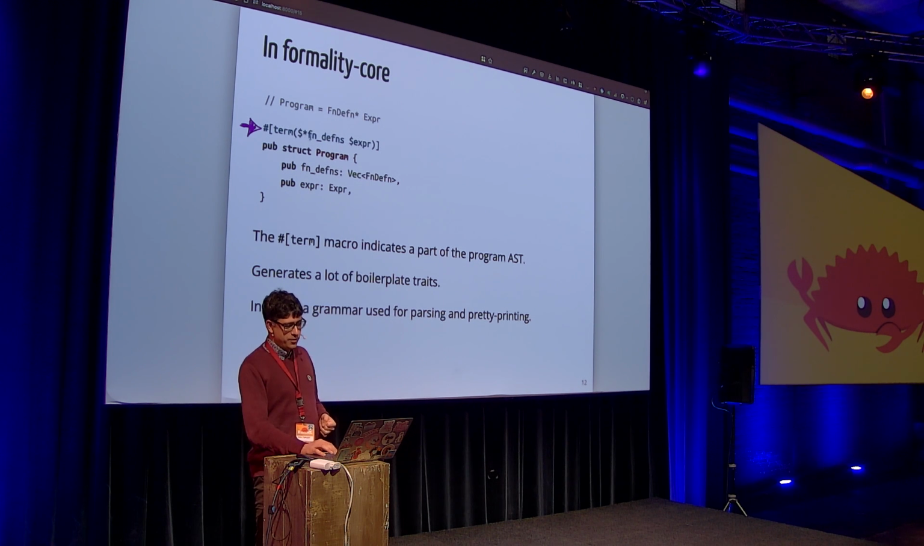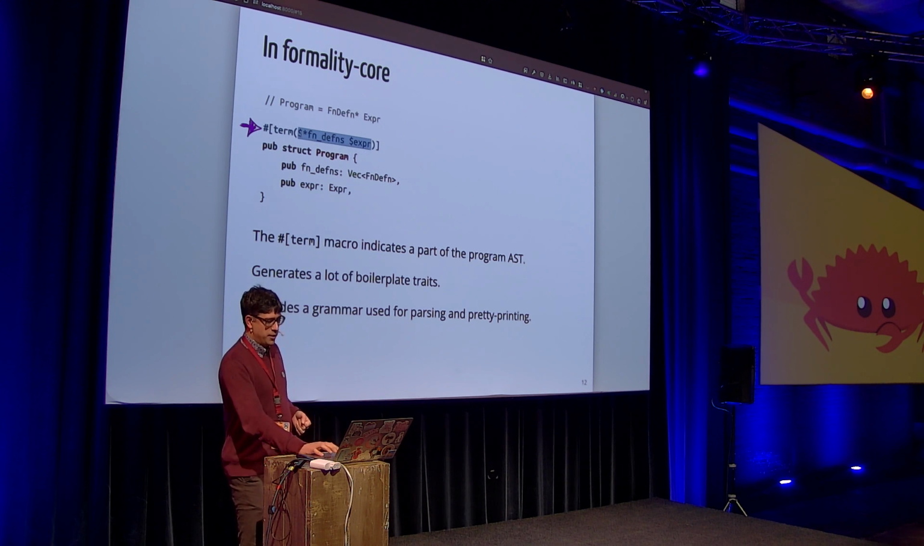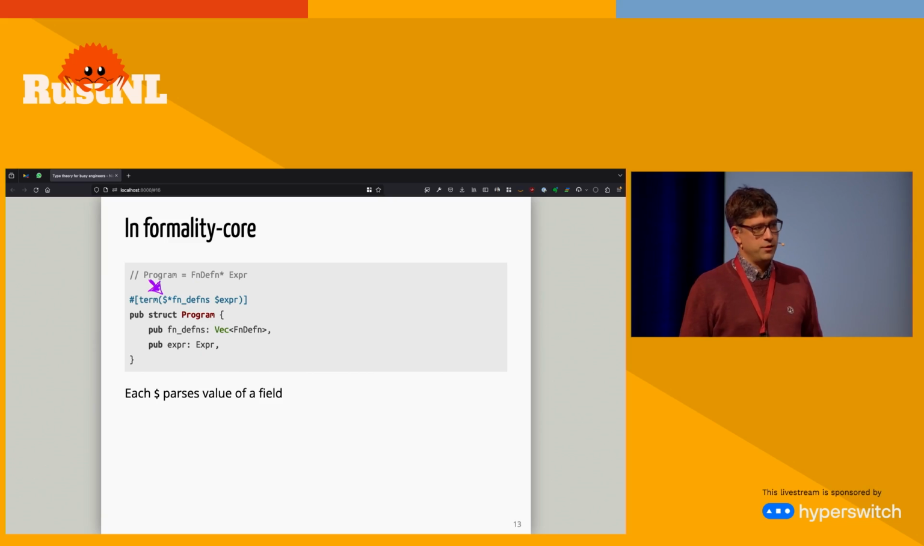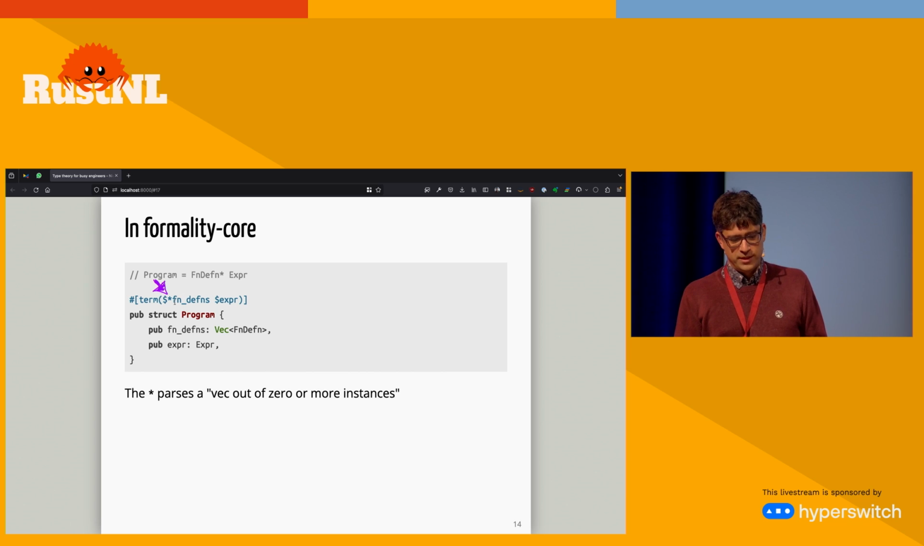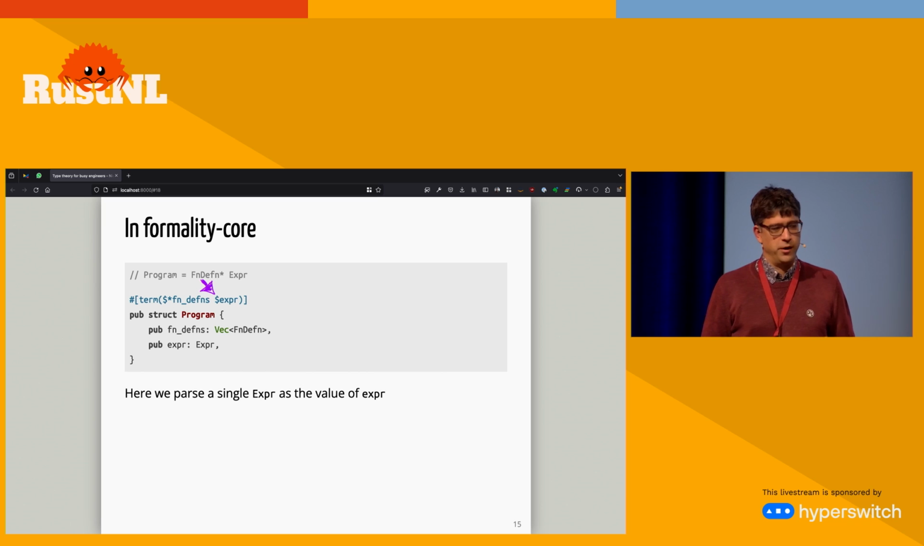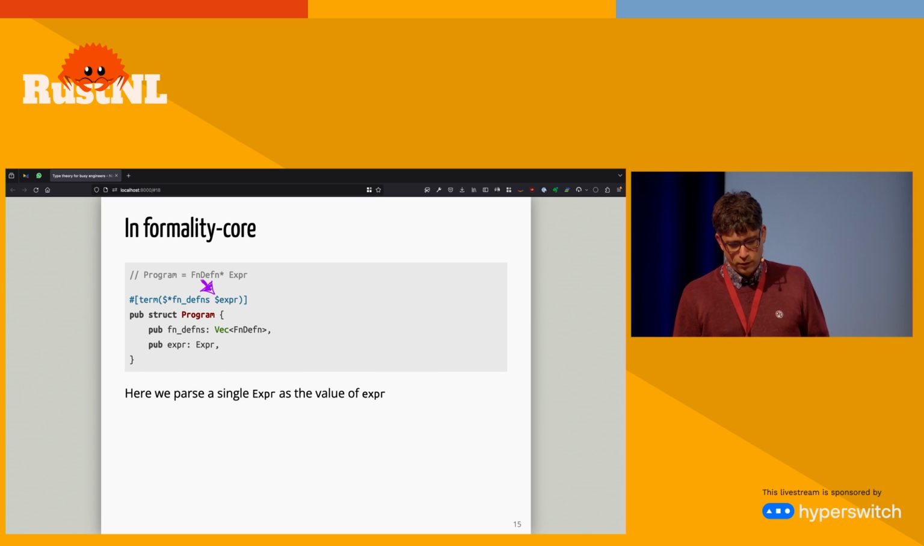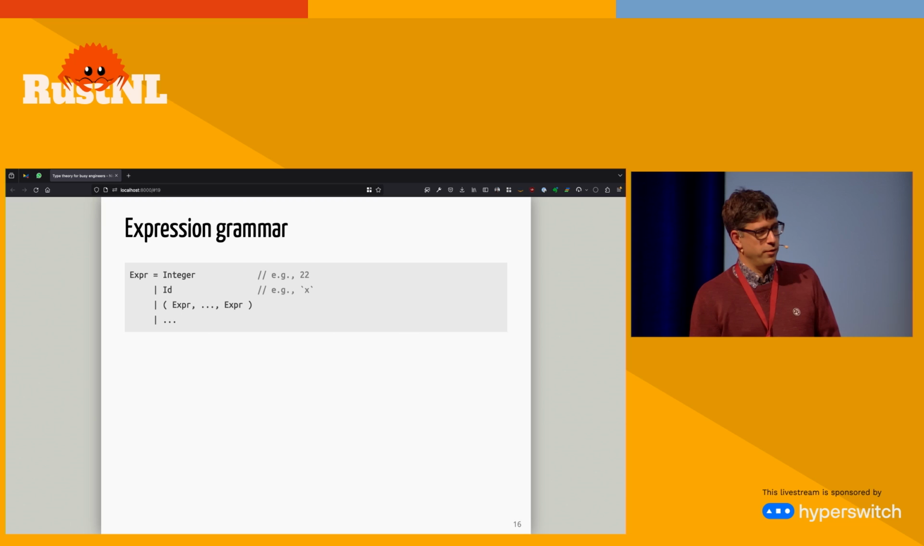And in here, you put the grammar, right? So the $ will tell you, oh, I'm going to parse the value of this field here in the input. And if you have a little star, that says take 0 or more things, collect them, and put them in a vector. So this would be 0 or more function definitions. Of course, it's using traits and everything under the hood to drive the execution. And this would just parse a single expression. Okay, so that's a pretty simple grammar.